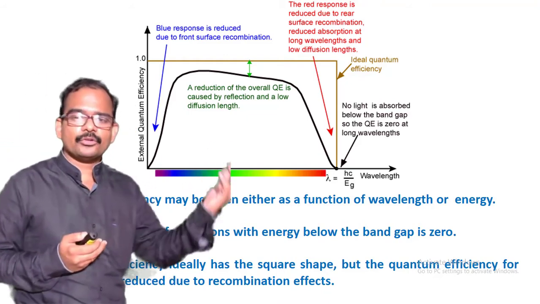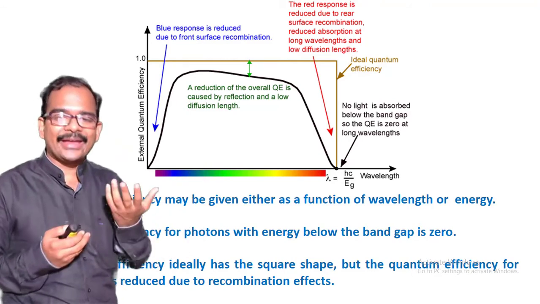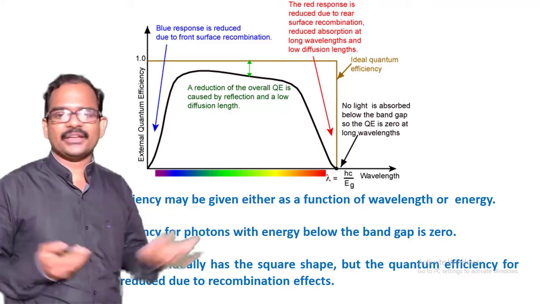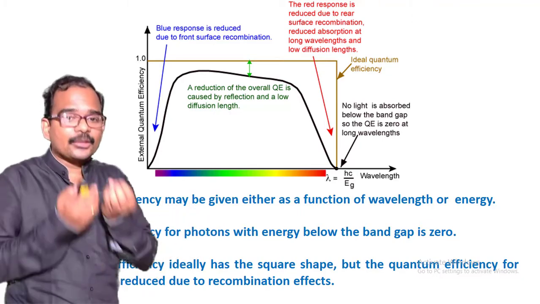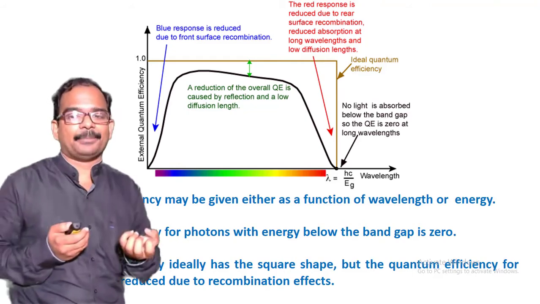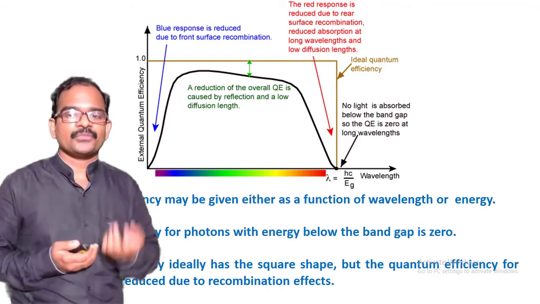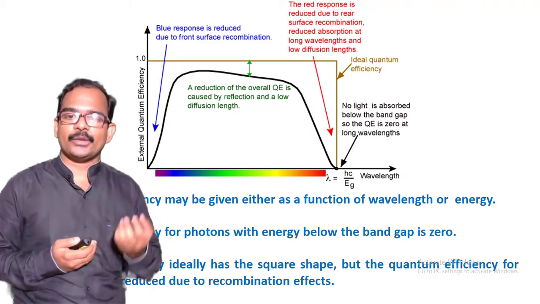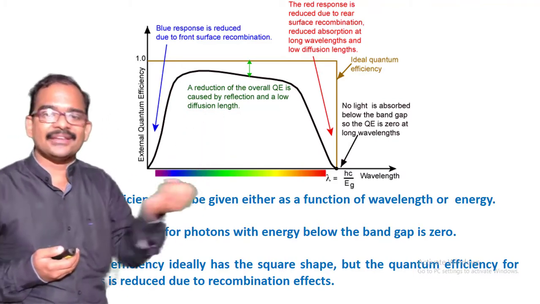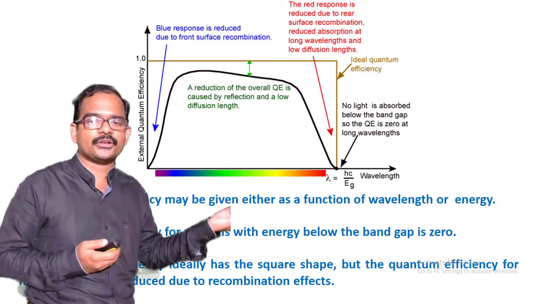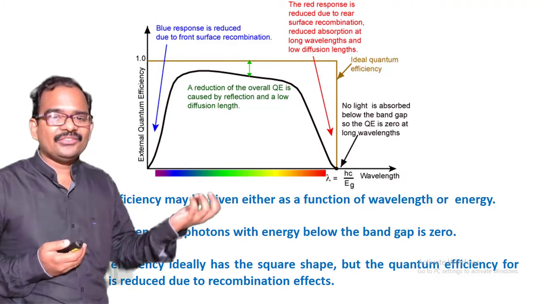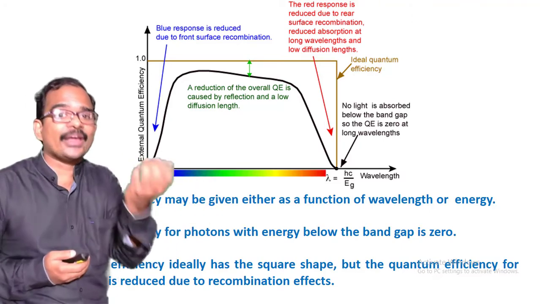So the quantum efficiency for photons with energy below the band gap is 0, right? Because those photons will never be used to excite an electron from valence band to conduction band, even though they are striking the solar cell, and thereby the quantum efficiency for the photons with energy below the band gap is 0. That is, if the band gap of a material is 1.12 electron volt, the photons which have energy less than 1.12 electron volt will have a quantum efficiency of 0. The quantum efficiency ideally has a square shape.